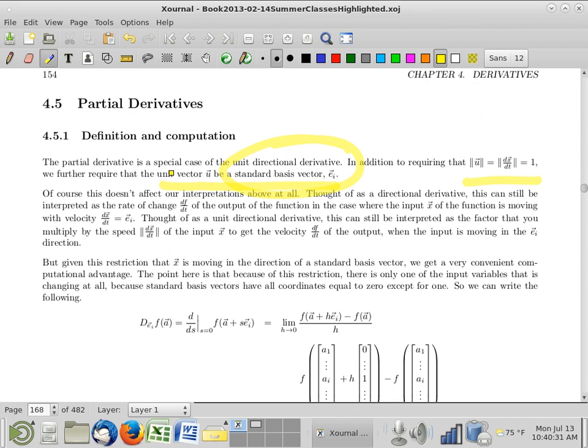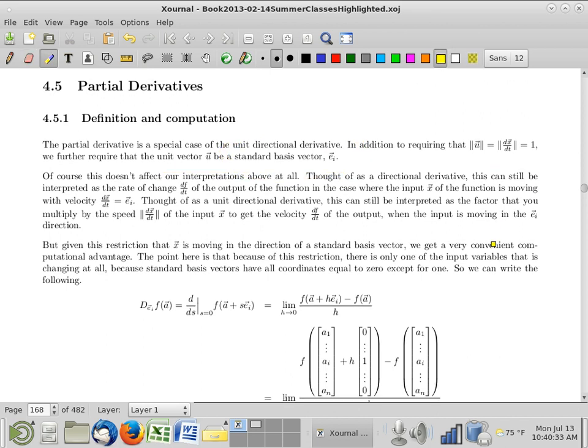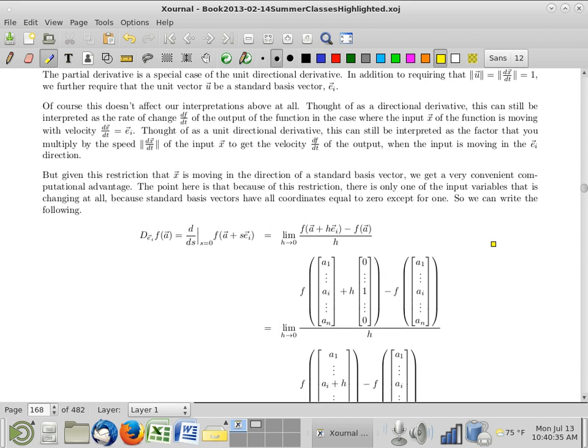So here's how that works out. Let's consider, here we go. We're computing directional derivative. That vector is not just any vector, it's a unit vector, but in fact it's not just any unit vector, that's a standard basis vector. So how does this calculation turn out? Well, here's the definition of directional derivative.